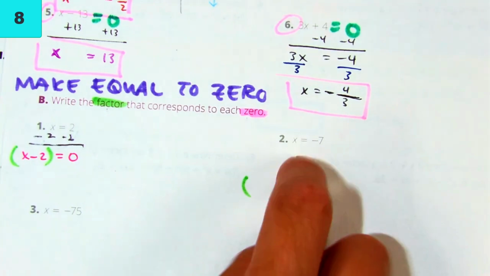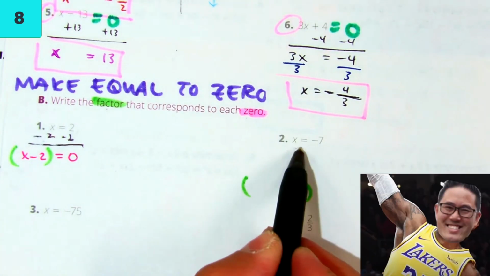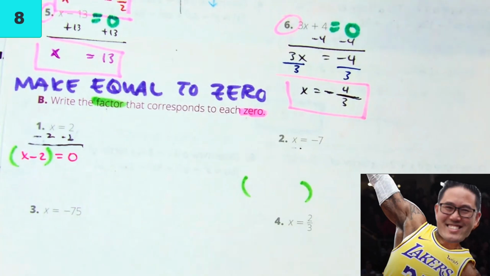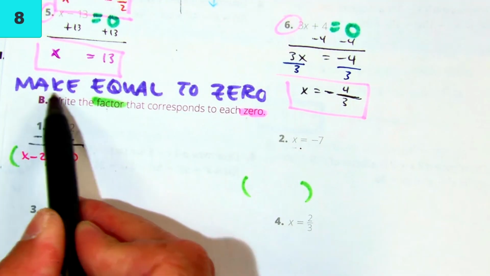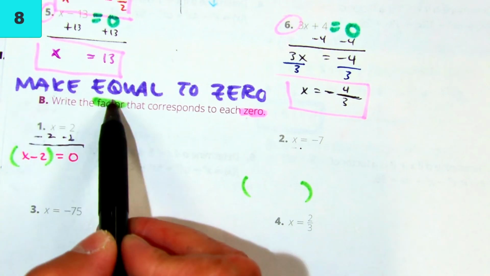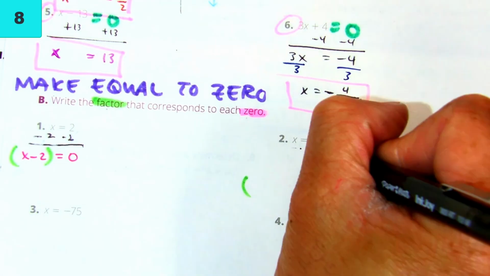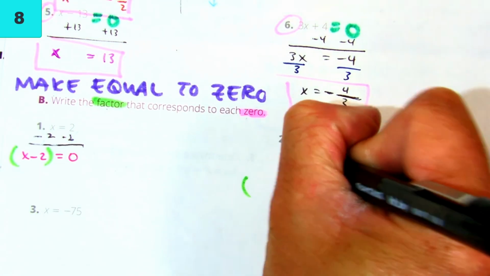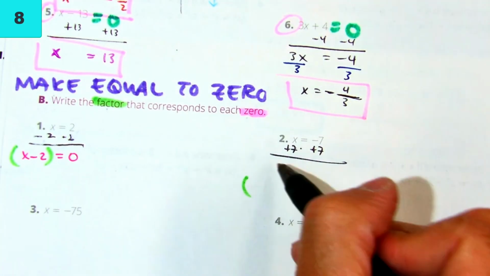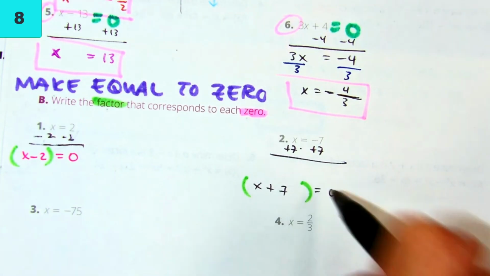Let's try the number 2. How do I turn this 0 into a factor? Class, what do we have to do? Read this to me. Ready? 1, 2, 3. So what do I do? I'm going to add 7. And that equals x plus 7 equals 0.